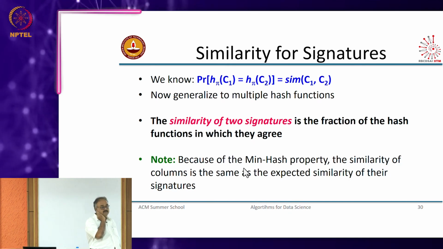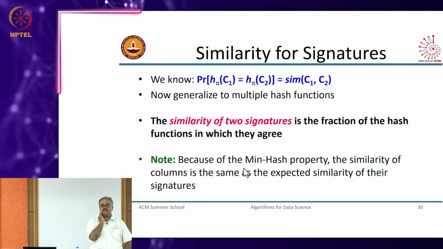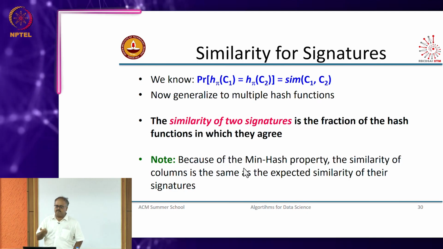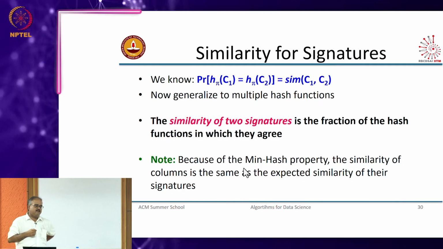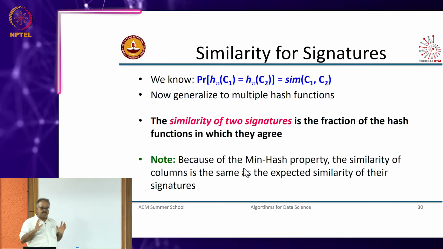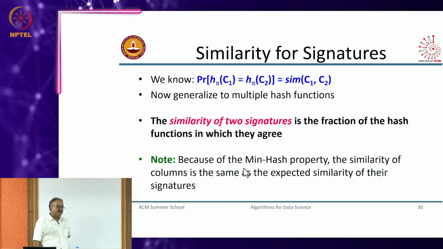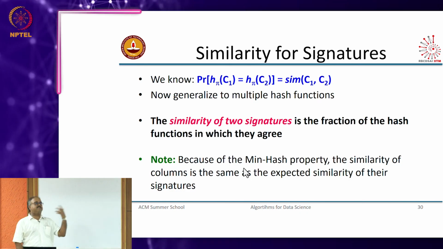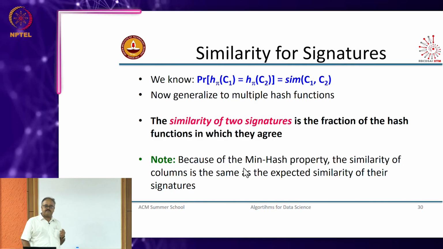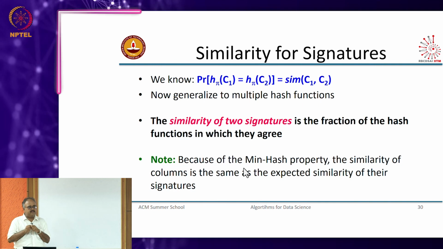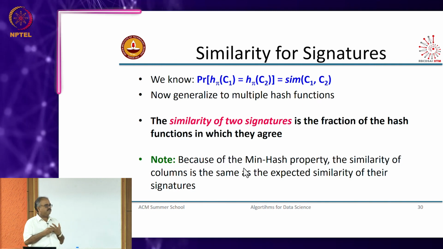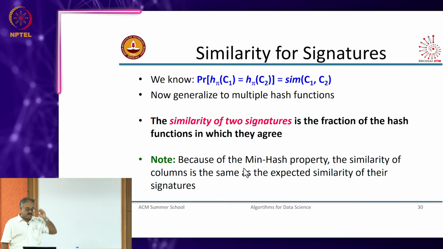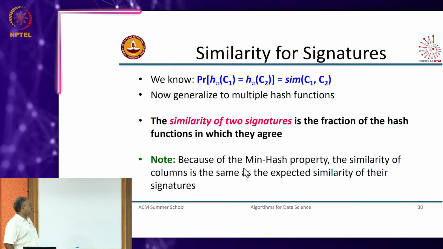So now we know this is true for some arbitrary hash, but then how would you know that? The probability that it is the same for one hash function is the similarity. So for me to make a guess as to what the actual similarity is, I will do this for several hundred hash functions, and look at the fraction of hash functions in which the hash is the same between C1 and C2. That fraction is going to give me the actual similarity between C1 and C2. Does that make sense? So I will do this on multiple hash functions, and the similarity of two signatures is the fraction of the hash functions in which they agree.